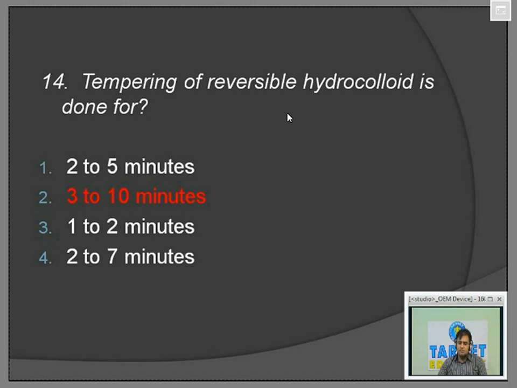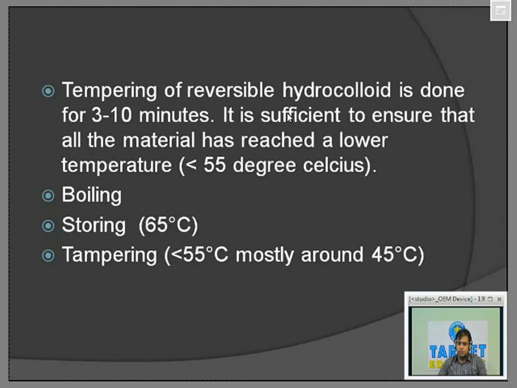So the agar impression material manipulation involves the following steps. First is the boiling. The temperature in the boiling bath is around 100 degrees centigrade. Then the second bath is the storing bath. The temperature in the storing bath is nearly 65 degrees centigrade. And the tempering bath, in which the impression material is tempered before introducing into the oral cavity, is less than 55 degrees centigrade, mostly around 45 degrees centigrade.